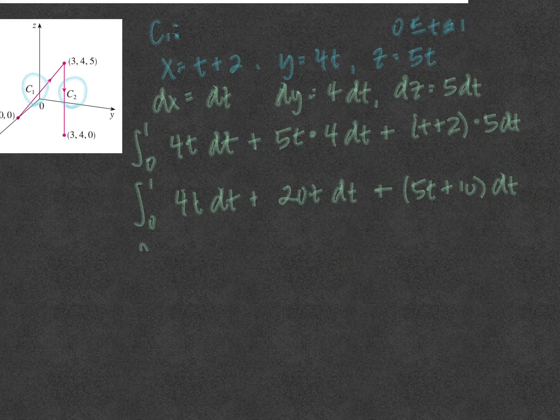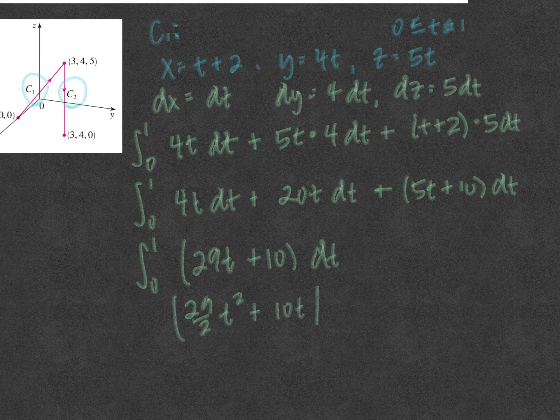Let's combine like terms. Don't do extra work. Combining like terms is easy. So if you had 5t and 20t and 4t, that makes 29t. So we have 29t plus 10, and then we're going to integrate with respect to t. So when we integrate, we get 29 over 2, t squared, plus 10t from 0 to 1. So when we plug in 1, we get 29 over 2 plus 10, makes it 49 over 2. That's our C1. Now we need to find C2.